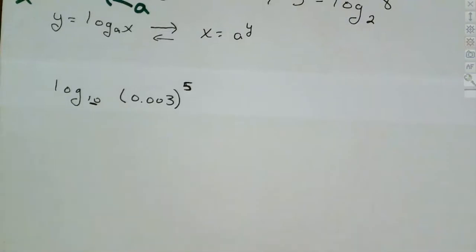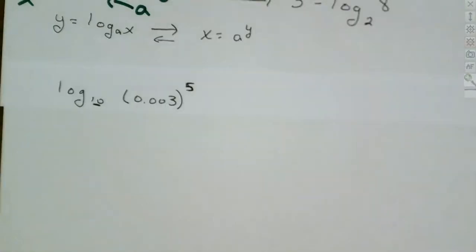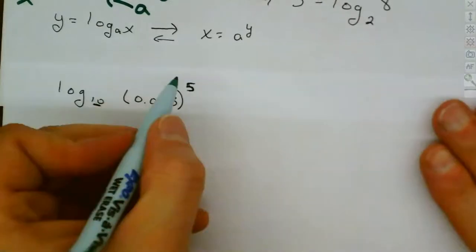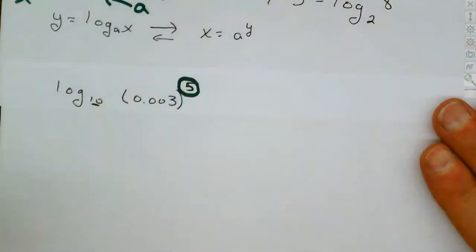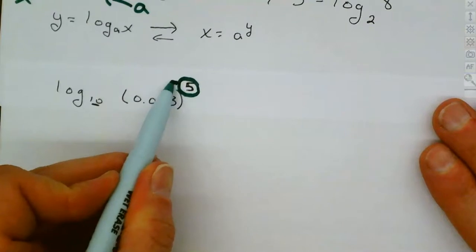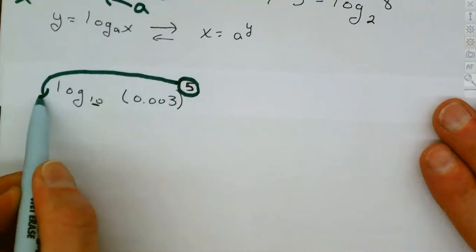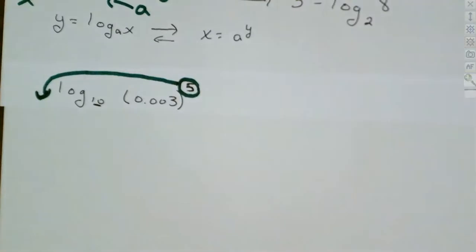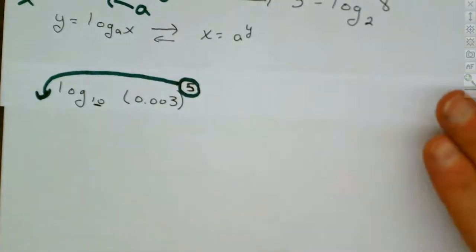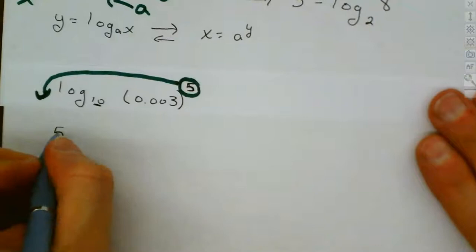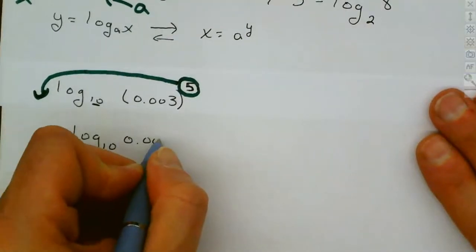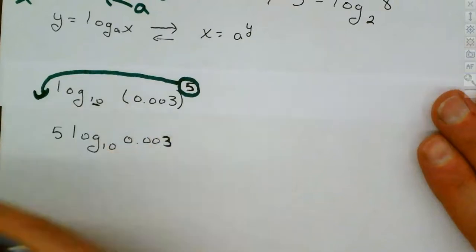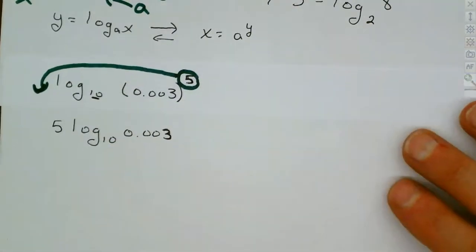I want to break this down and figure out the number. Now, the property that we use more than any other property is this: when you have a power on these logarithms, that power, that exponent, can come down. So I can rewrite this now as 5 log base 10 of 0.003. Is everyone okay with how I did that?